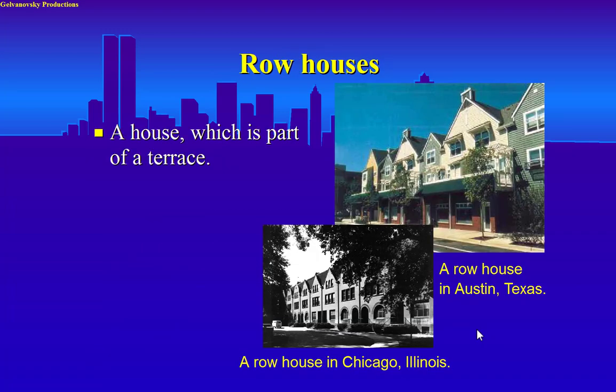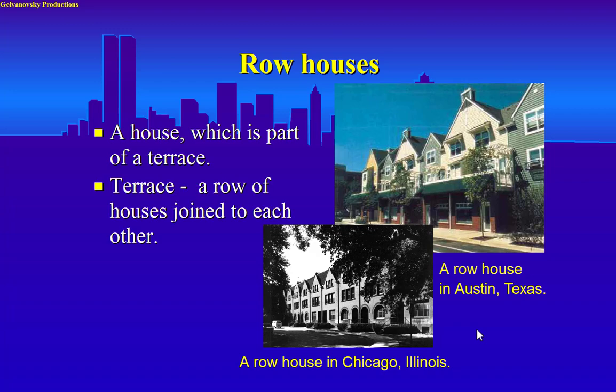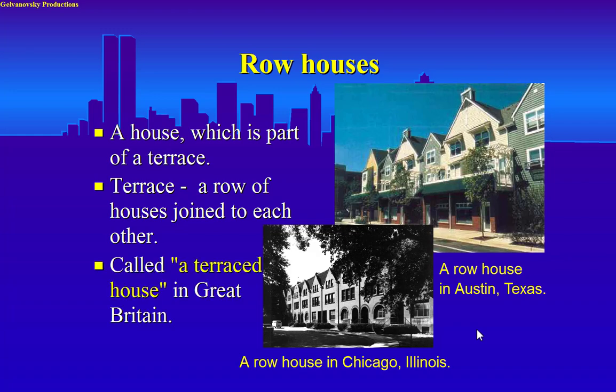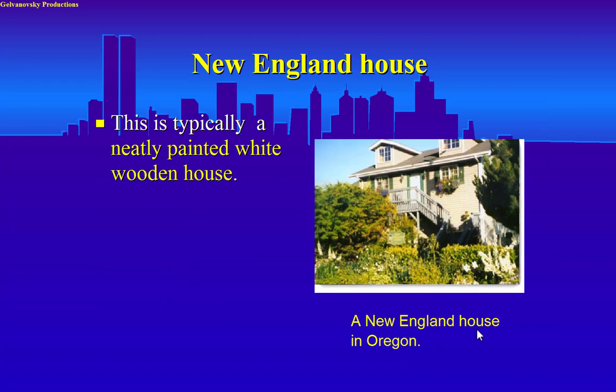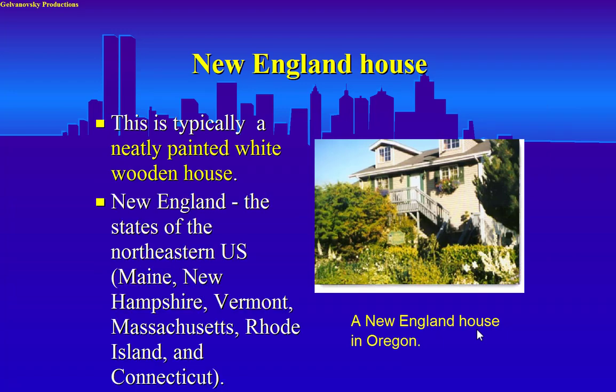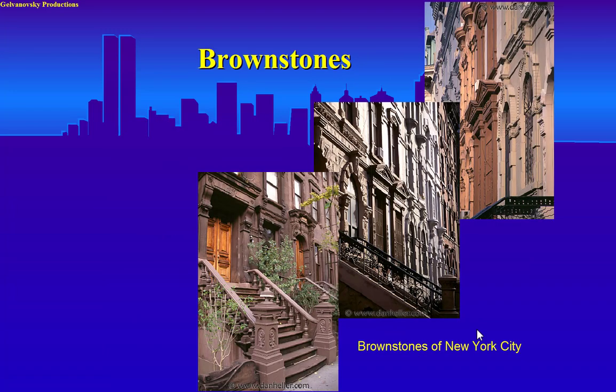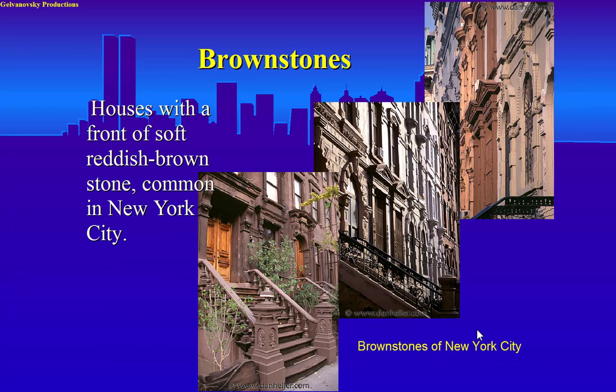Row houses. This is a house which is part of a terrace. A terrace is a row of houses joined to each other. Another word for a row house is a townhouse. These are called terraced houses in Great Britain. New England house. This is typically a neatly painted white wooden house. New England: the states of the northeastern US, Maine, New Hampshire, Vermont, Massachusetts, Rhode Island, and Connecticut. Brownstones. These are houses with a front of soft reddish brown stone common in New York City.